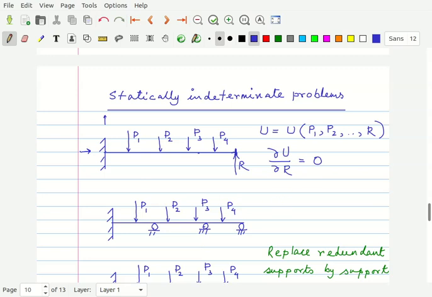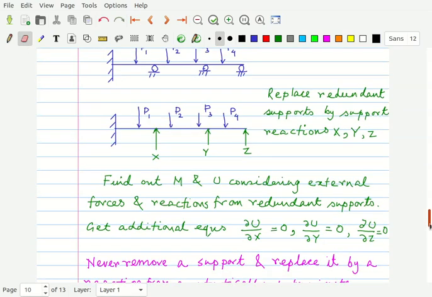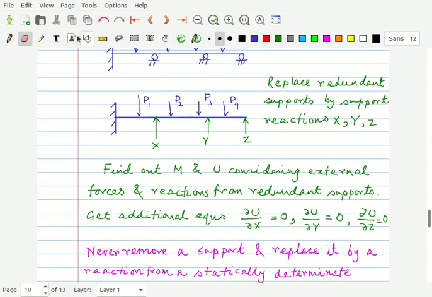But here what we have to do is, you have to just show the reaction forces coming on the beam from these supports, and just by doing del U del x equal to 0, del U del y equal to 0, and del U del z equal to 0, you get 3 more equations.